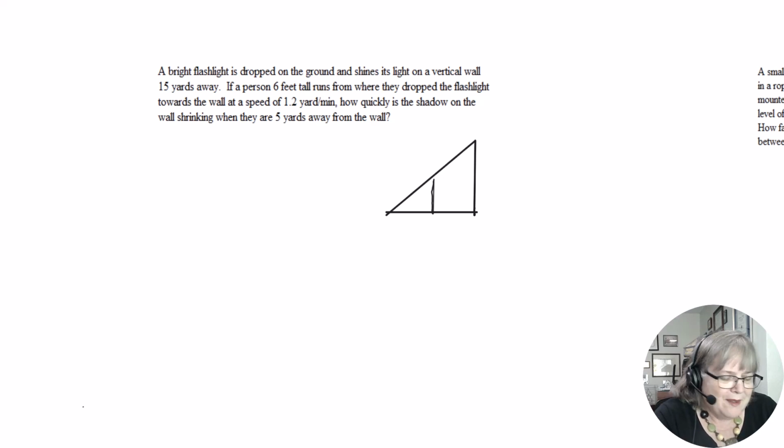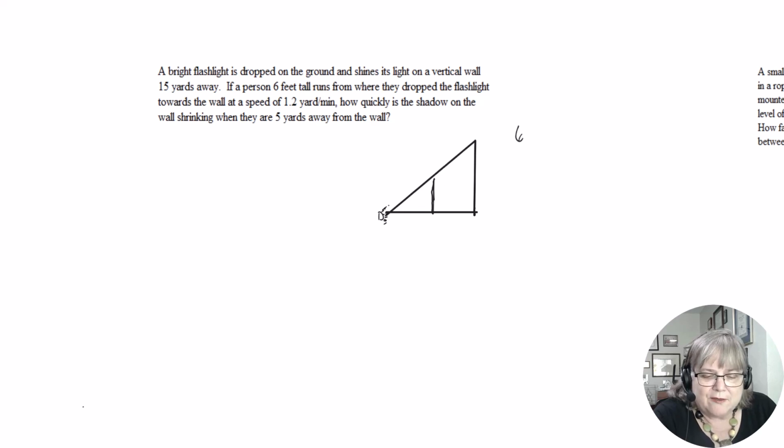All right. So down here is your flashlight, right? So you've got your light shining from down here. You drop it, you run off. This right here is the person, this vertical first height. Notice that everybody's in yards. You're 5 yards away from the wall, 15 yards away from the light to the wall, but the person is 6 feet tall. So this is not 6 feet, because that's a mix of units.